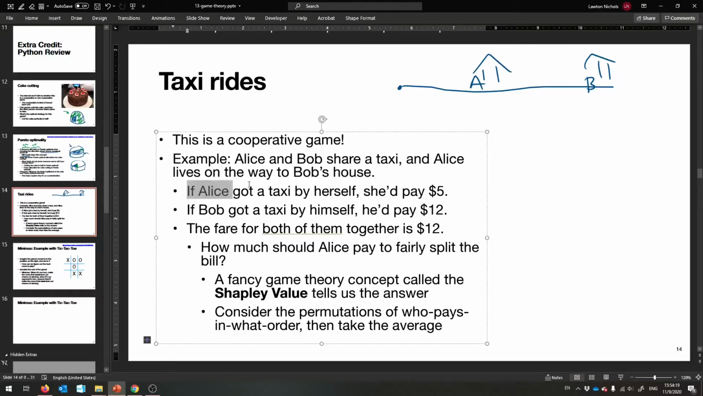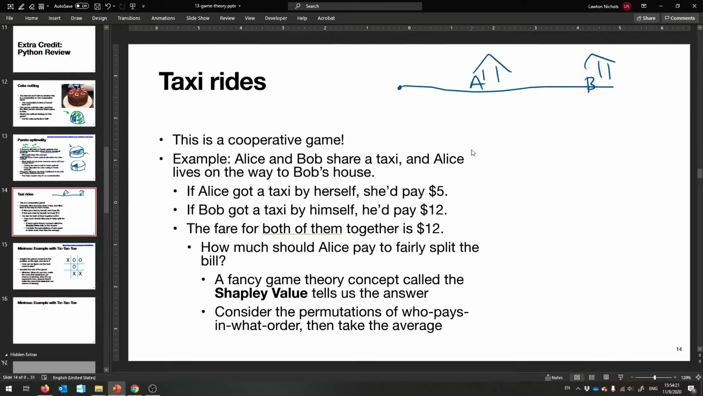If Alice got a taxi by herself, she would pay $5 to get to her doorstep alone. If Bob got a taxi by himself, he'd have to pay $12. And apparently it's cheap to just stop the car for a split second and have Alice run out. So the fare for both of them together is the same as Bob's price. So it's still $12 if they both share a taxi. There's multiple seats in a taxi, of course. So if they both took it together, it's $12. So how in the world should they split the bill?